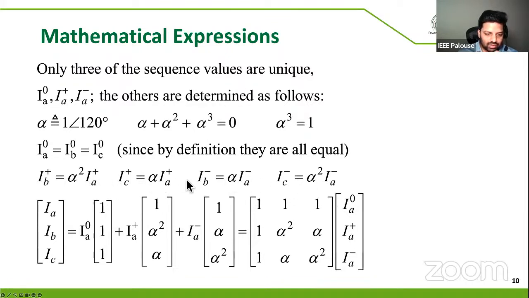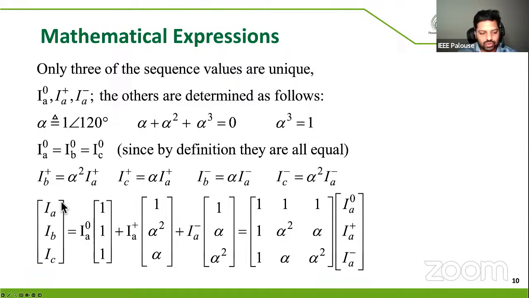So if you write all these equations in the form of a matrix as shown in this figure, you will get IA, IB, IC, which are the phasor components, as the summation of zero sequence components. As I said, all these three are equal. We write 1, 1, 1, and we express the other components in terms of the IA positive sequence. So we get 1, alpha square, and alpha, and the negative sequence component multiplied by 1, alpha, and alpha square. If we further reduce this, we get a nice matrix that looks like this.